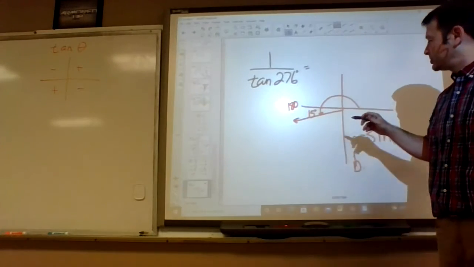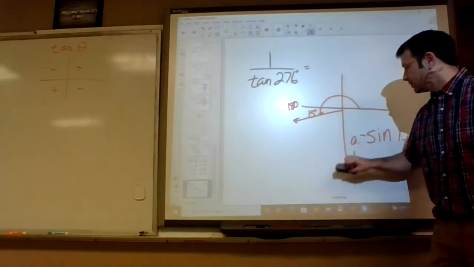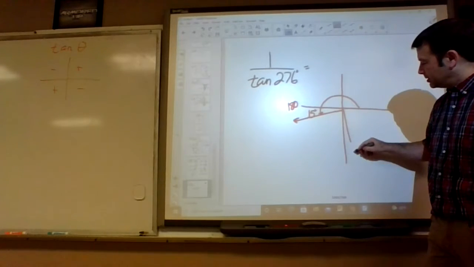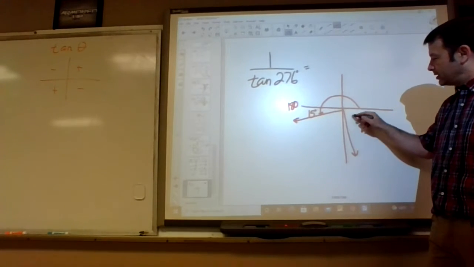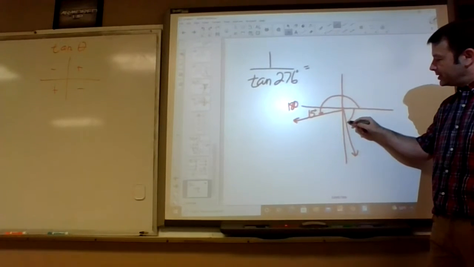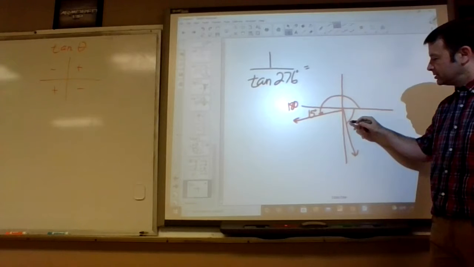Okay, on B, 280. What quadrant is 280 in? Four. The last one. It's just past 270 right there. What's the reference angle right here? 80.